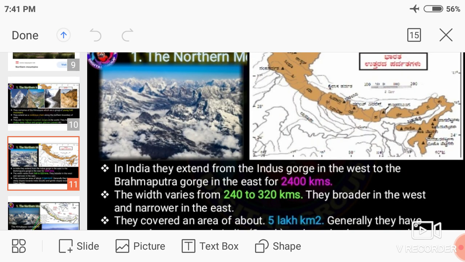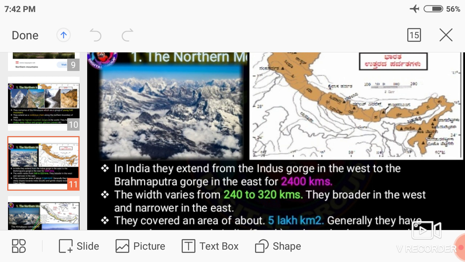Understand? In India, they extend from the Indus Gorge in the west to the Brahmaputra Gorge in the east, for 2,400 kilometers. The northern mountains extend from the Indus Gorge on the west side to the Brahmaputra Gorge on the east side. Understand?